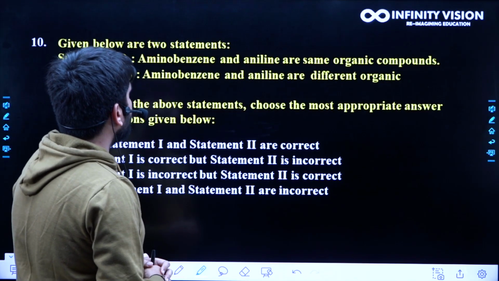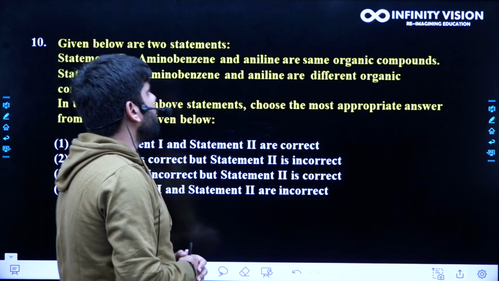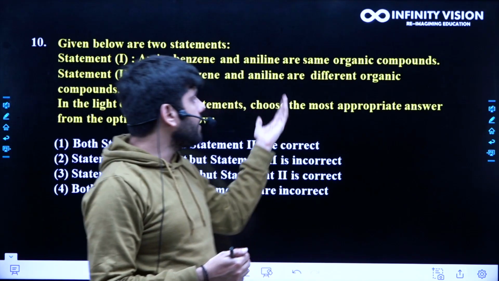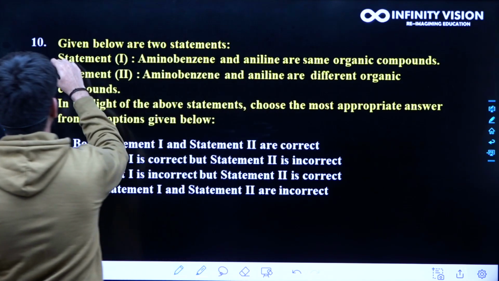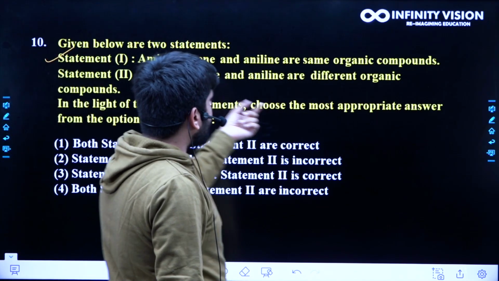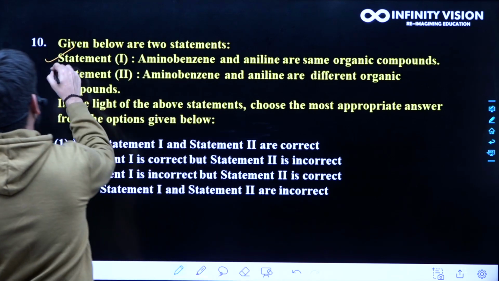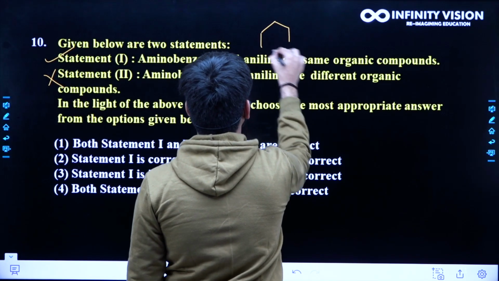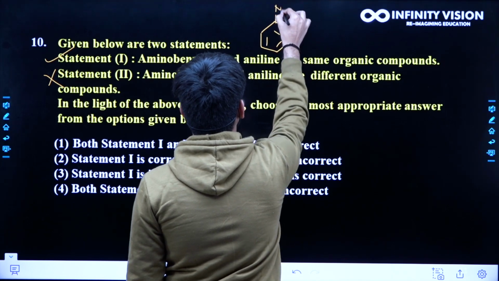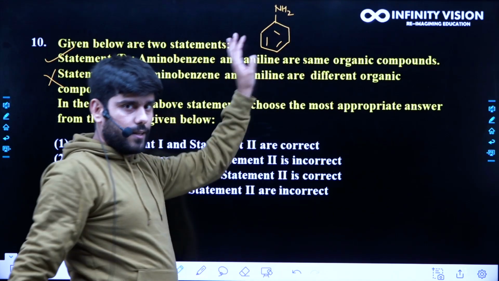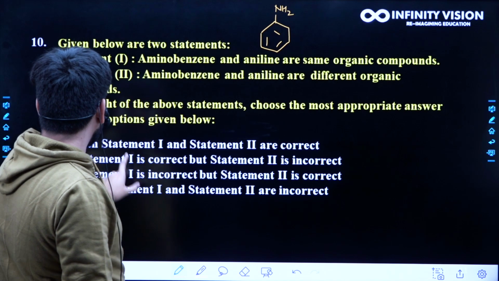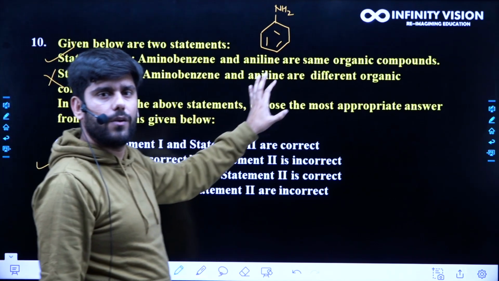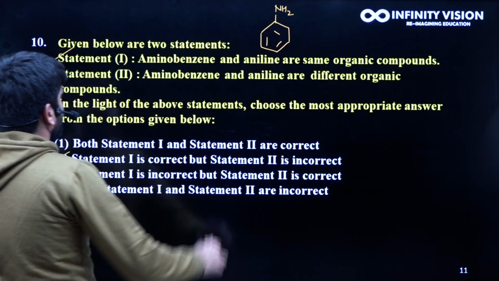Statement 1, aminobenzene and aniline are the same organic compounds. Yes, very simple. Aminobenzene and aniline are the same organic compounds. Statement 2 says they are different organic compounds? No, they are the same. So aniline and aminobenzene, it is the same. So statement 1 is correct, but statement 2 is incorrect. All right? Quite a simple question. Let us move to the next question.